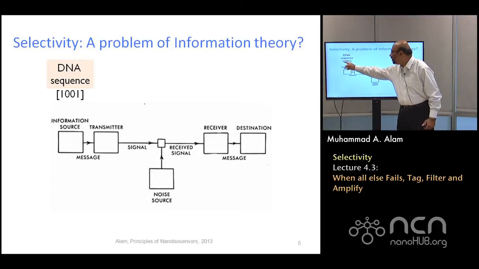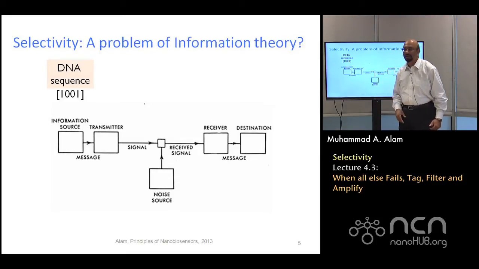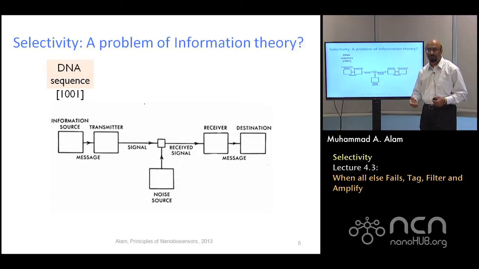1001, meaning that you have a certain target molecule here, there's no target molecule in second and third place, and you have a target molecule on the fourth place. Now, this is in the solution. That's the message. The message is in the solution, and you are trying to read or capture that message.